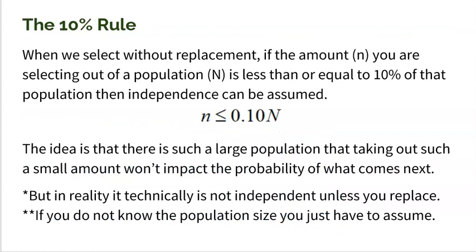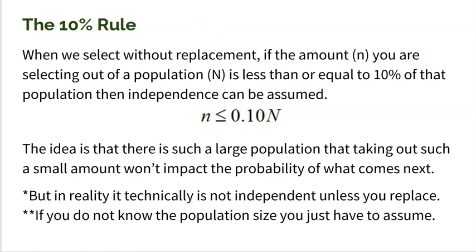But this whole idea of what I'm talking about here, this idea that there's thousands of marbles, take one away, technically it matters, but realistically it doesn't. We actually have an idea of this. This is actually called the 10% rule. And don't worry a ton about this right now. It's a little bit confusing, but in the future, we need to keep focusing on it. The idea is this. Anytime we select without replacement, the amount n that you are selecting out of the population, capital N, is less than or equal to 10% of that population, the independence can be assumed.